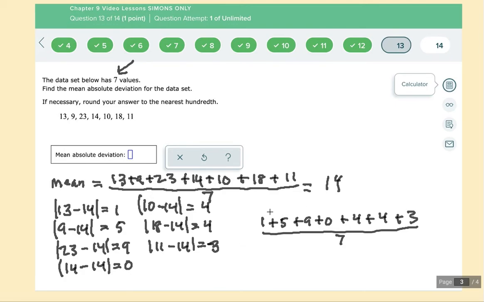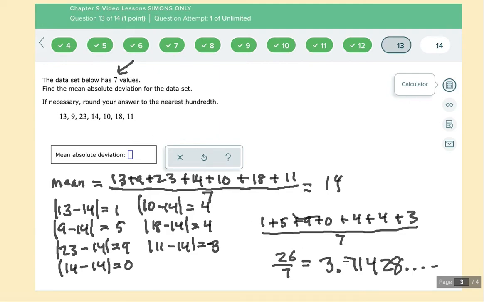Now we'll just add everything up. So 1 plus 5 is 6, so we got 15, got 19, 23, 26. So we should have 26 divided by 7. I'm going to confirm this with my calculator. 1 plus 5 plus 0 plus 9 plus 4 plus 4 plus 3 is 26, and divided by 7, you get 3.714 with a bunch of numbers after it.